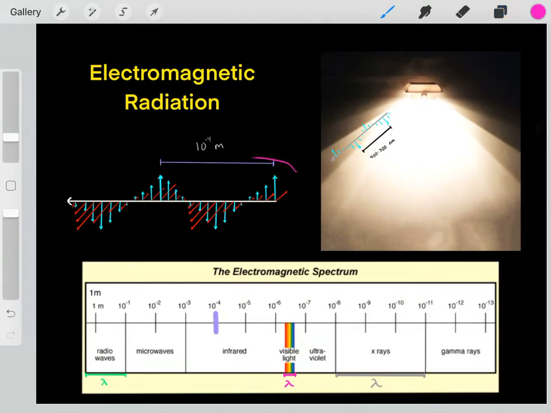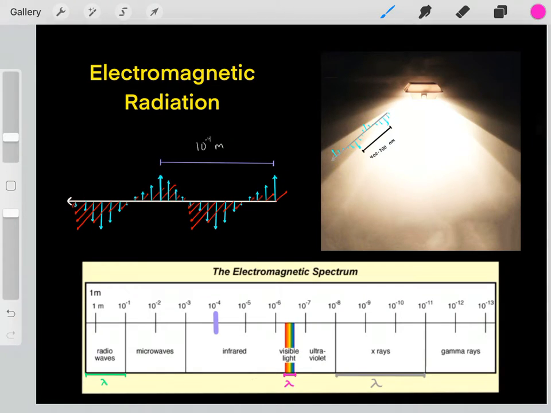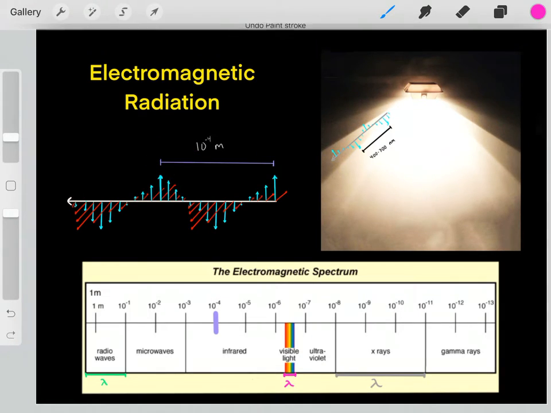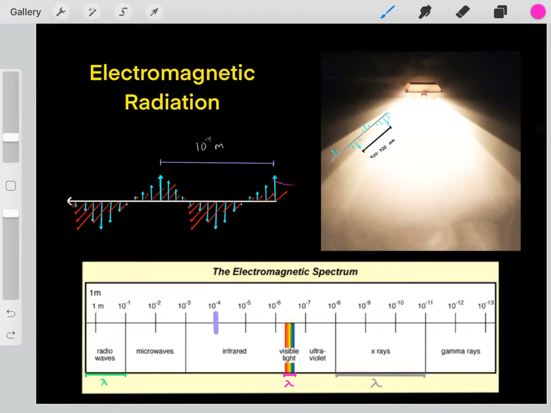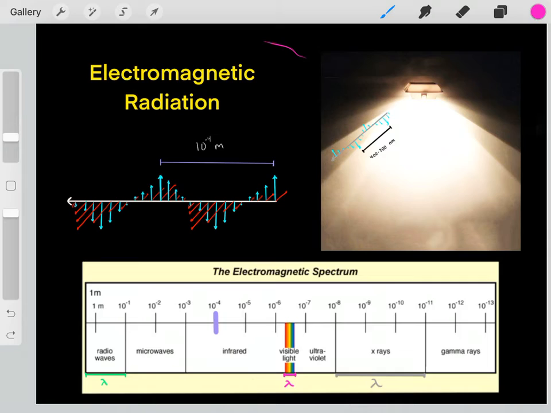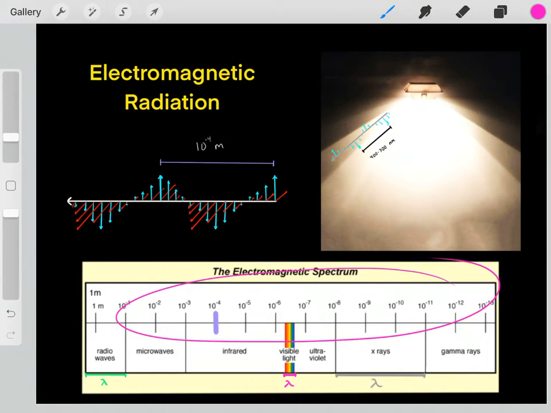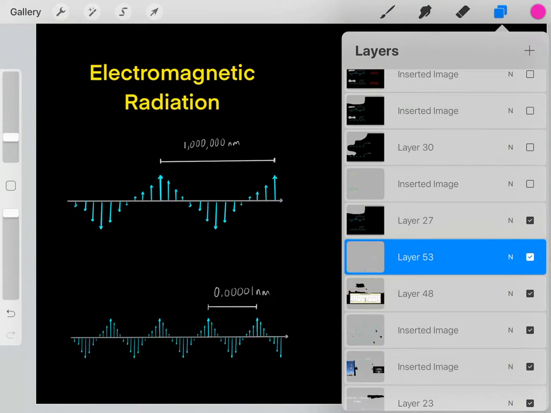So again, if we had an electromagnetic wave, and it happens to have a wavelength of this particular length, then we can see it would be an infrared wave. But again, the point is there are lots of different types of electromagnetic radiation depending on the length of the wavelength.